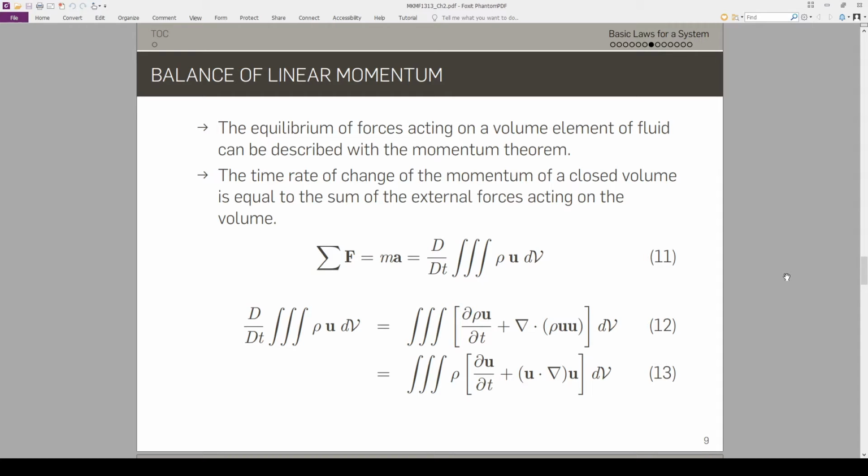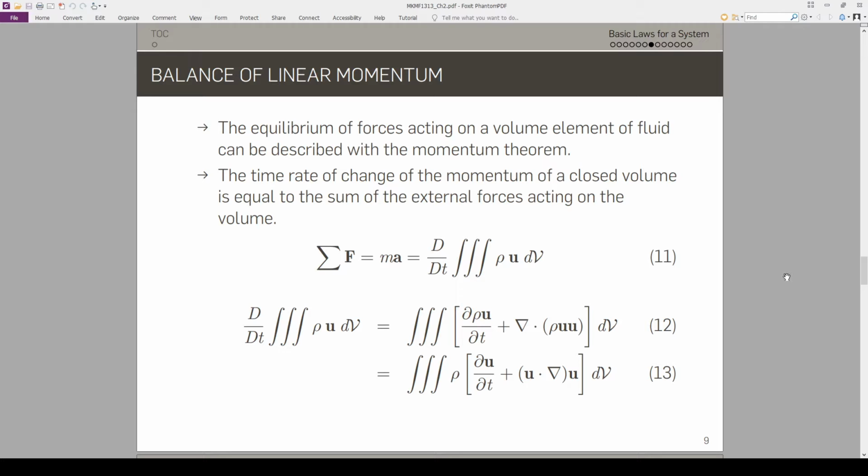Hello everyone. In the second part of our governing equations of fluid dynamics or aerodynamics, we are going to discuss the conservation of mass, also known as the Navier-Stokes equations.